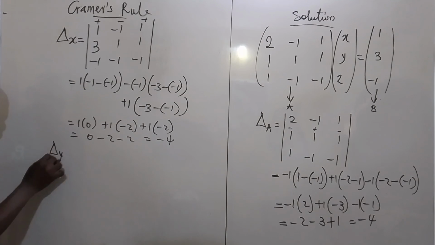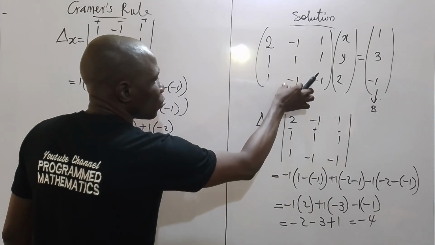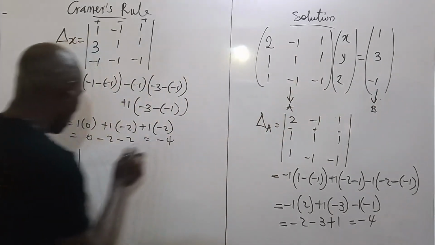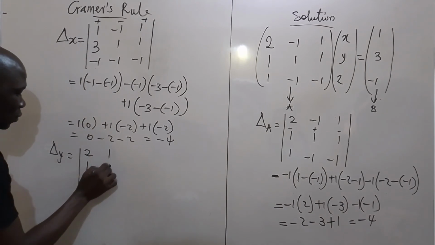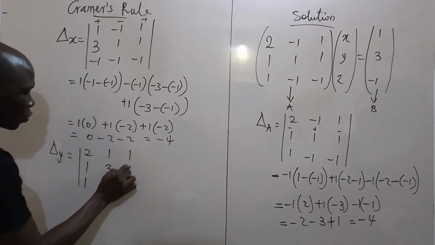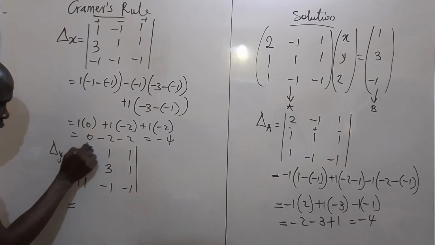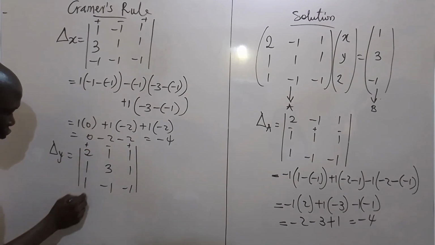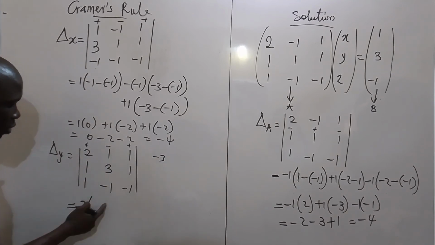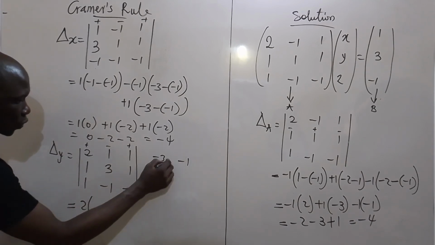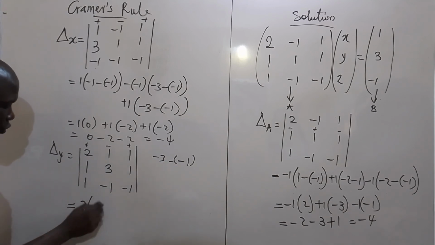Then do the same thing for delta y. The determinant corresponding to y, the y column will be removed and replaced with this. So we have determinant of 2, 1, 1. Then 1, 3, minus 1, 1, 1, minus 1. So determinant of this as well, using row 1, plus, minus, plus. So for 2, we have 2 brackets. The determinant here, 3 times minus 1 is minus 3. Minus 1 times 1 is minus 1. So this is minus, minus. Okay. Minus 3 plus 1, that's minus 2.